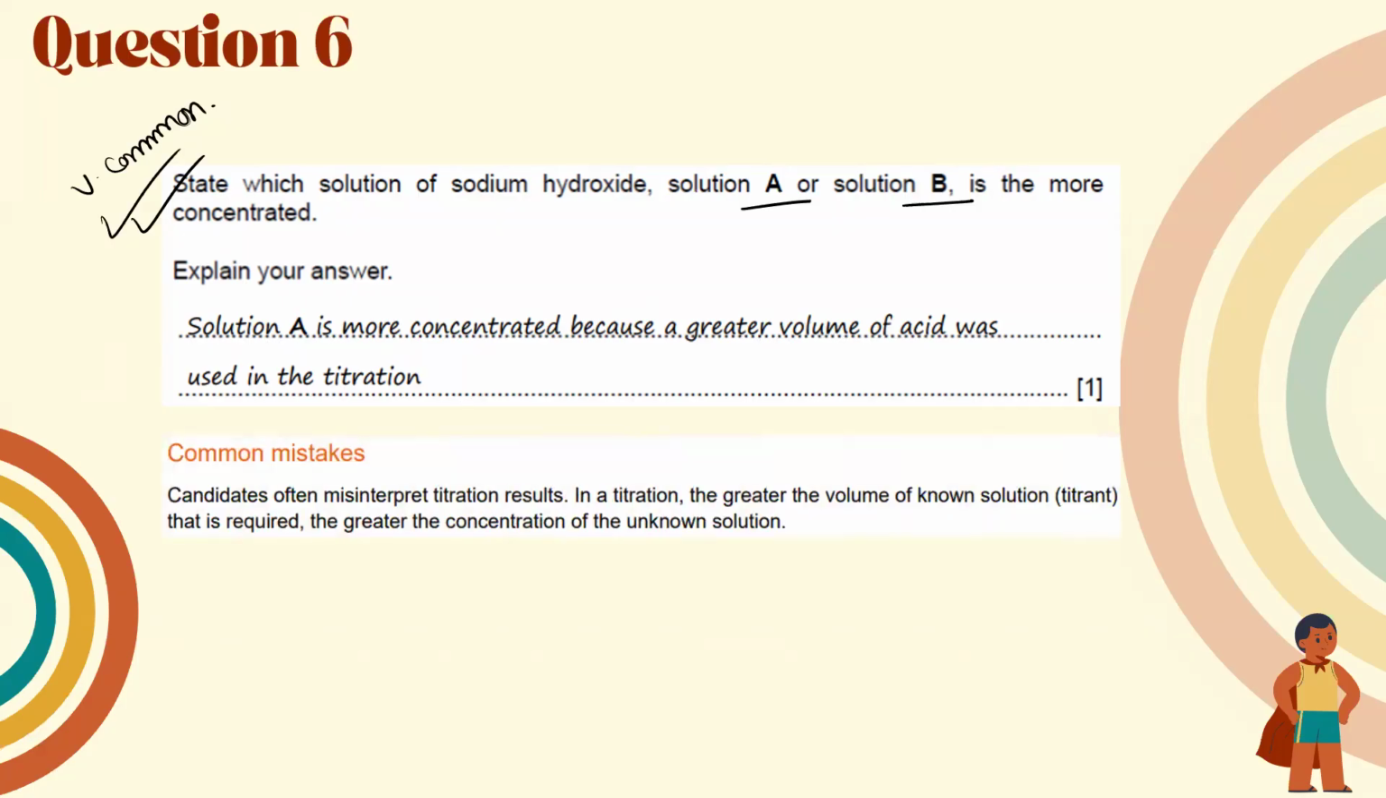Common mistakes. Candidates often misinterpret titration results. In a titration, the greater the volume of the solution that is required, the greater the concentration of the unknown solution. Okay, so they are actually directly proportional to each other. So if more volume is used, then the solution will be more concentrated.